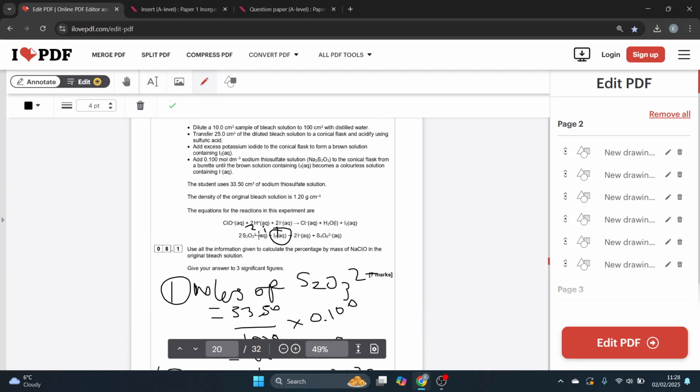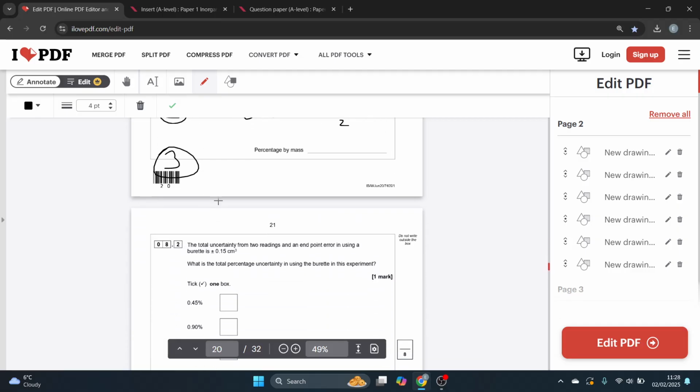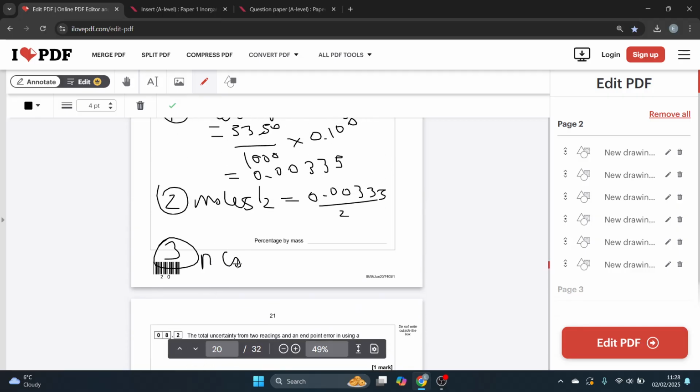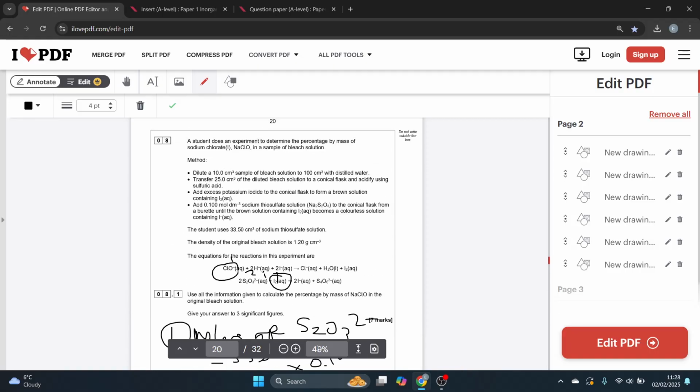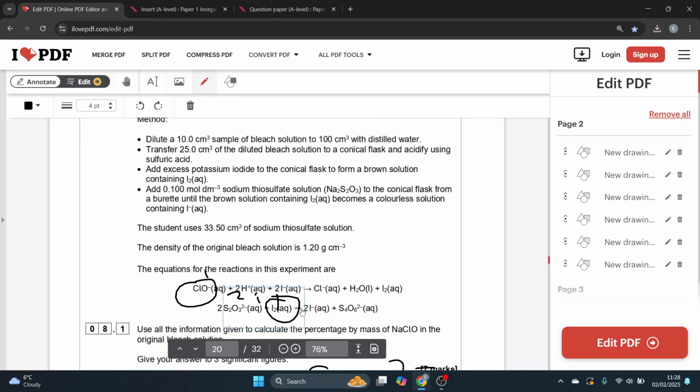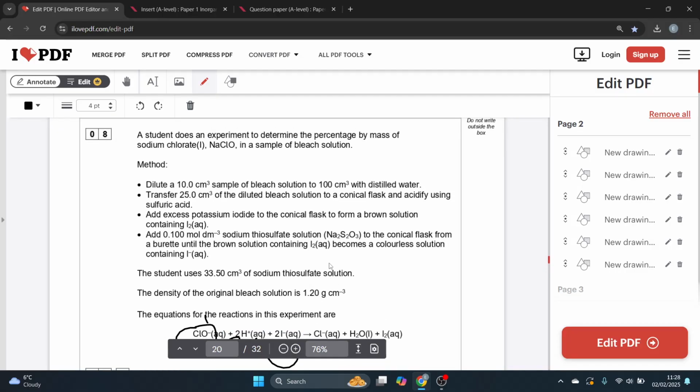Then what do I need to do? Well, now I know ClO minus and that. It's the same amount of moles with a 1-to-1 mole ratio. So, therefore, the number of moles of ClO minus is also going to be 0.00335 divided by 2, which is 0.001675 moles. But now you need to read it back extremely thoroughly.